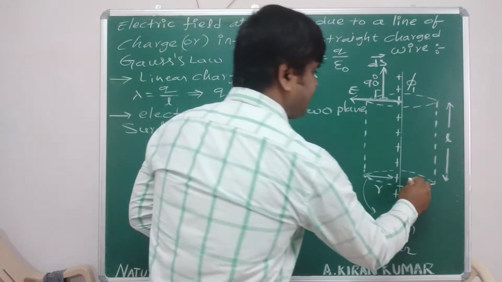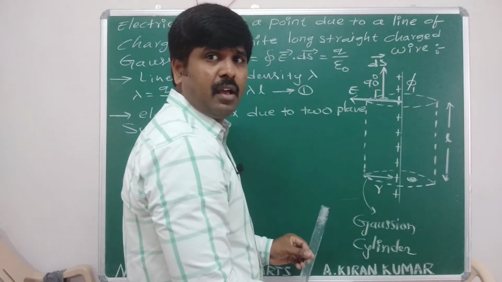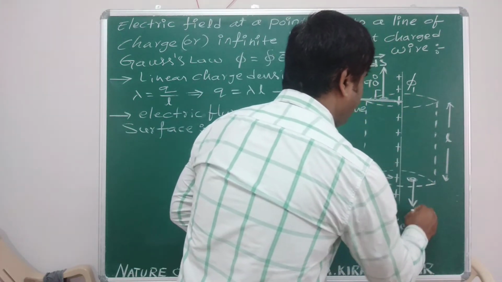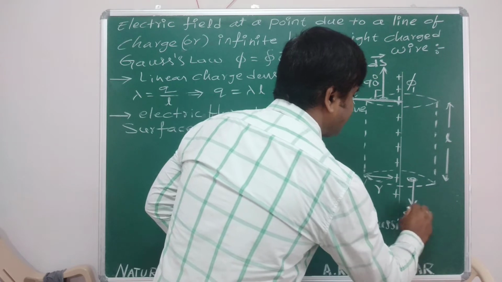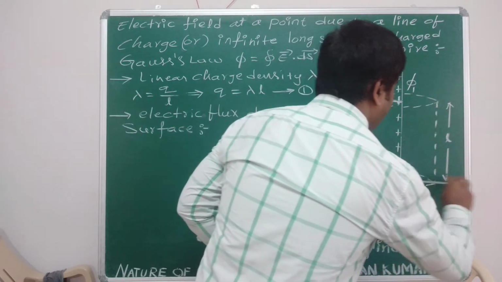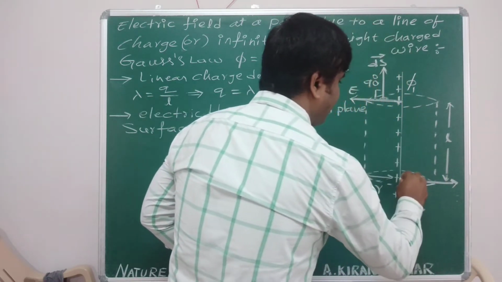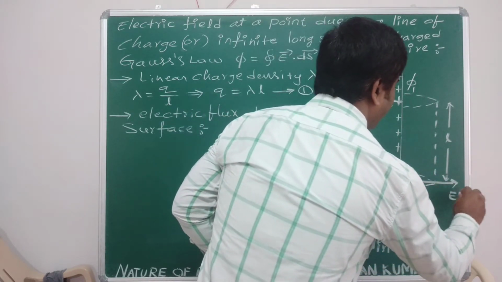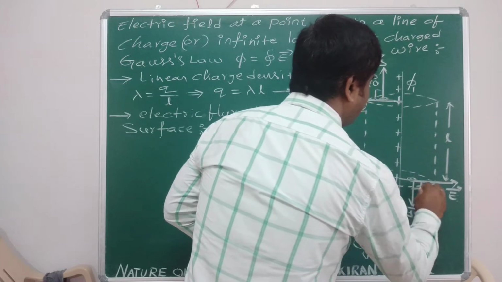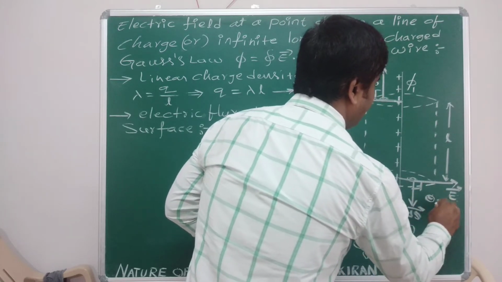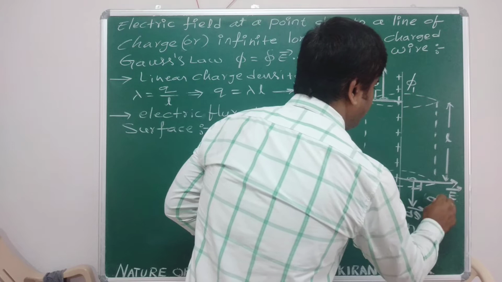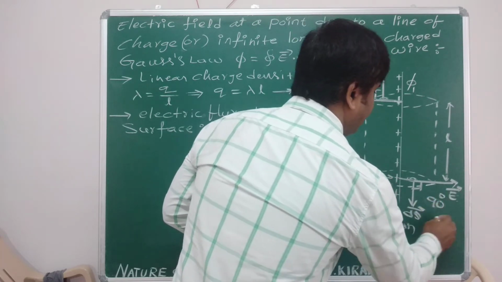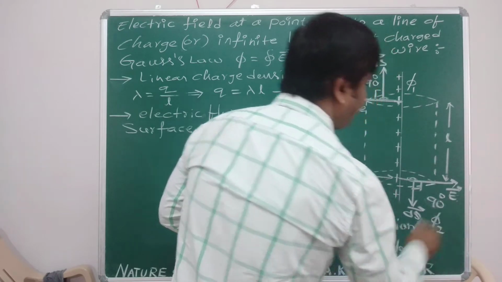And this is the other plane surface area. Here ds bar is the area vector, and ds bar is making an angle of 90 degrees with the electric field. The electric field is from the positive charge, so this is the E bar. So here also theta is equal to 90 degrees. This flux is taken as phi 2.